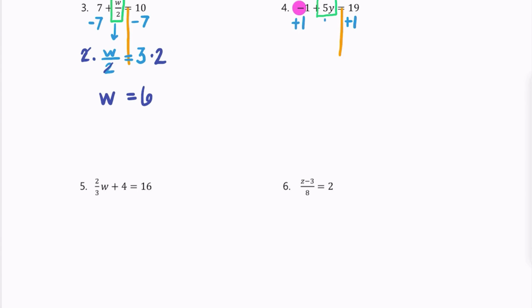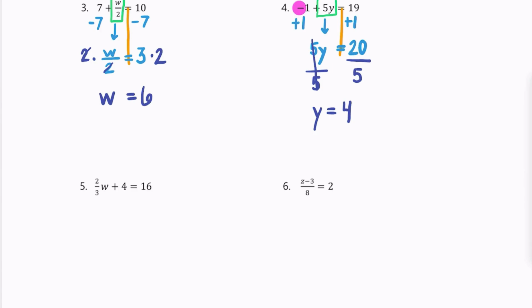Those go to 0. I'm going to bring this 5y down. It's positive. I don't need to put that plus sign. I just know it's positive. And 19 plus 1 is 20. Now my last step here is we have 5 times y, so the opposite of multiplying by 5 would be to divide by 5. Okay, those 5s will cross out on the left. Y is going to equal 20 divided by 5 gives us 4.